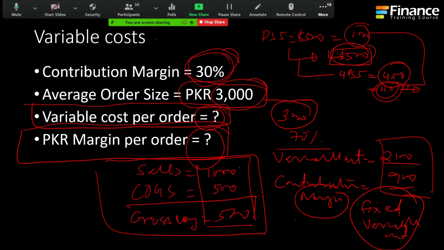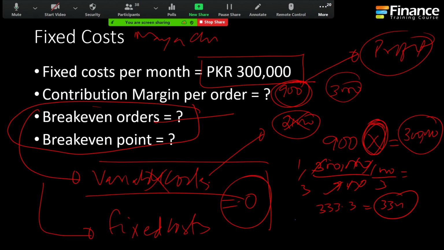Here we were talking sales, cost of goods sold, gross margin is accounting speak that we use in accounting statements and accounting language when we present our financial statements. Variable cost, fixed cost, contribution margin in our context right now, our focus is on identifying what is the break-even point and what is the number of break-even orders. So far so good? Are we clear? Does this make sense?